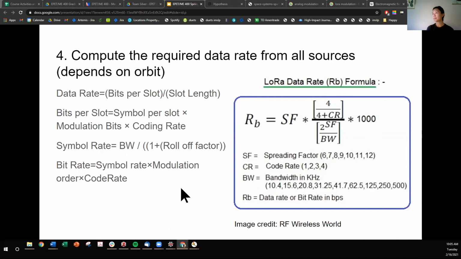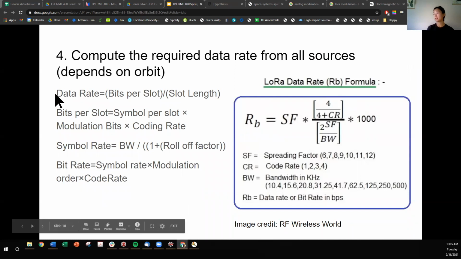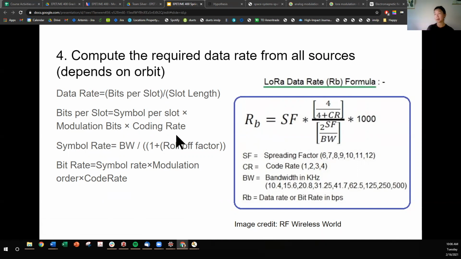Okay, next step is to compute the required data rate from all the sources. Here I have some sequence of equations that'll get you the data rate given your modulation bits and your coding rate, which are parameters you'll know. Some roll-off factor. So like, don't so much pay attention to this, just know that there are equations associated with translating data rate with other parameters.